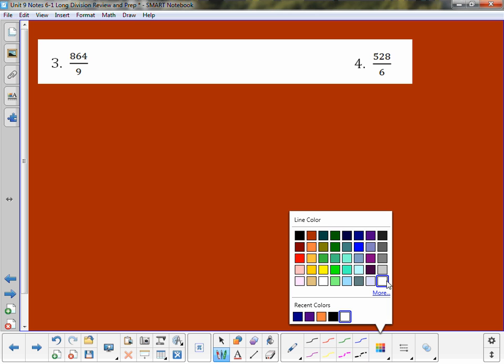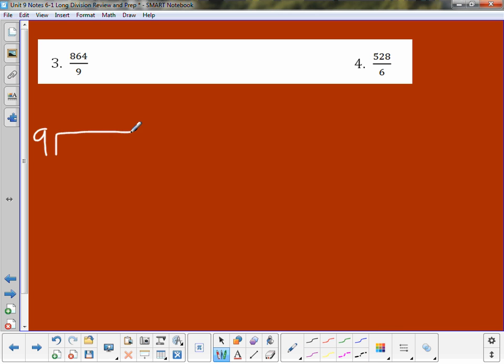So first thing I want to do is set up my long division. So I'm dividing 864 divided by 9. So again, I don't want decimals on these. I want you to go through and actually use long division. Well, 9 is never going to go into 8, so we have to look at it as going into 86. So 86 divided by 9, I get a huge decimal, but I know I can fit 9 9s in there. So 9 times 9 is going to give me 81.